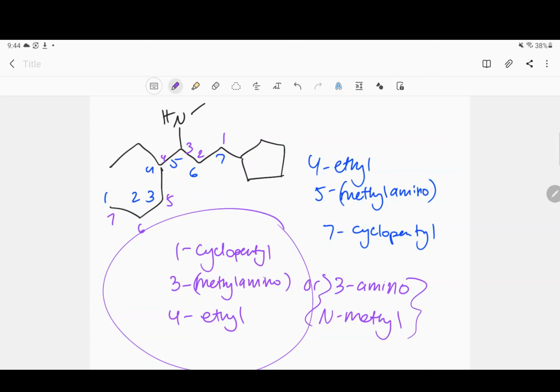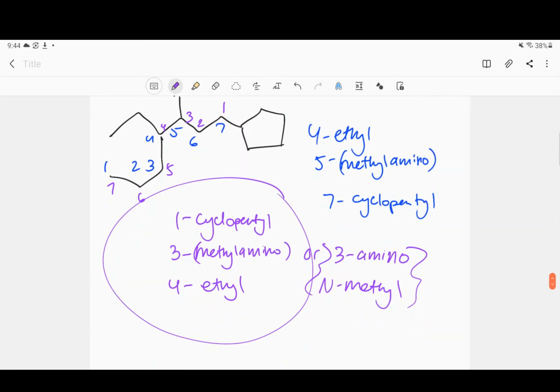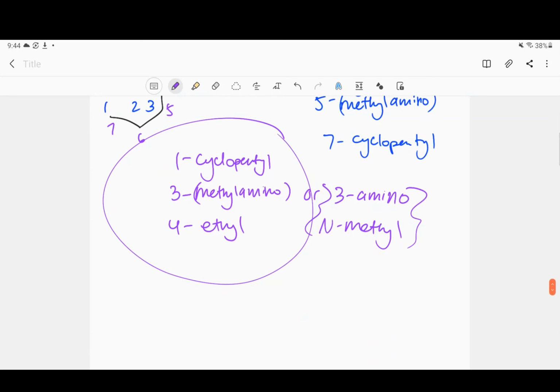So either way. If we're to put this together, which way do we want to do it? Do you want to do it with methylamino or amino and N-methyl? Amino and N-methyl. Okay, sounds good. So we would say then 3-amino. Let's see, what's going to come next? Then cyclopentyl.